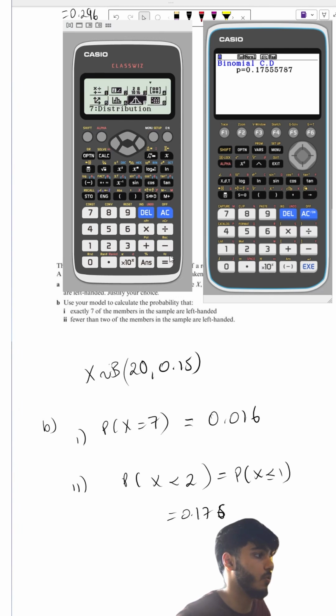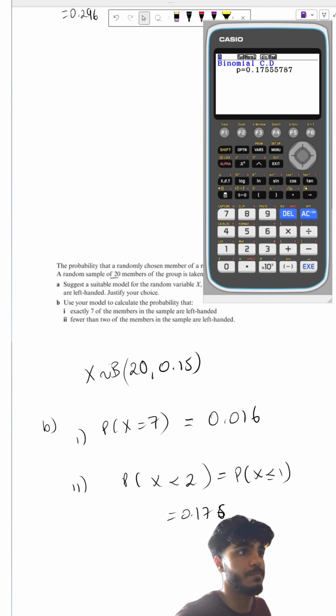I'll do the same thing for the other one. You're going to be using binomial CD, variable. This one's less than or equal to 1, 20, and 0.15. And that should give you the same value, as you can see. Very nice.